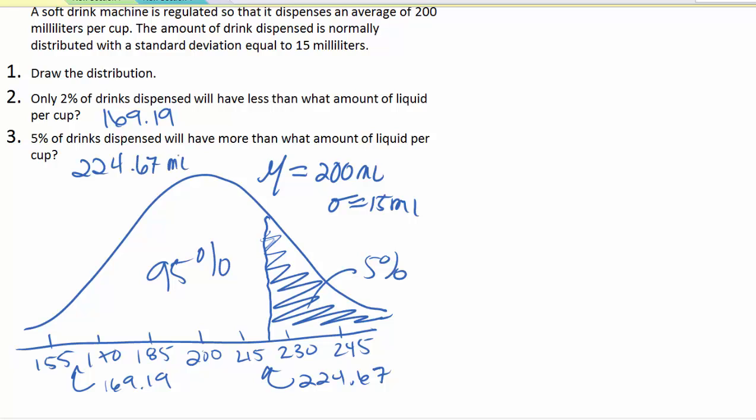So only 5% of cups will have more than 224.67 milliliters.